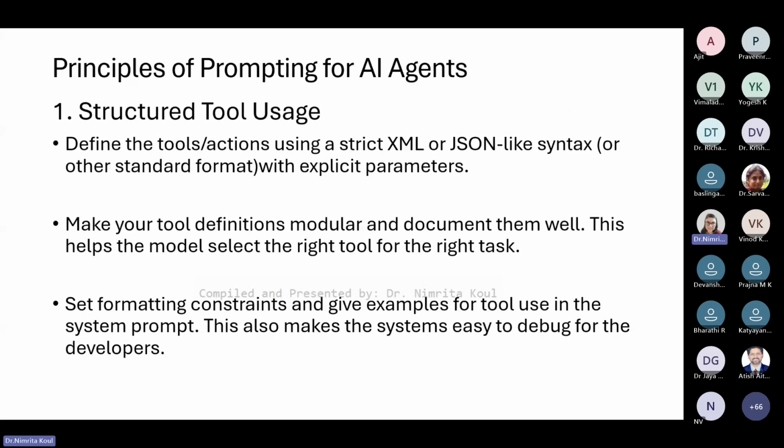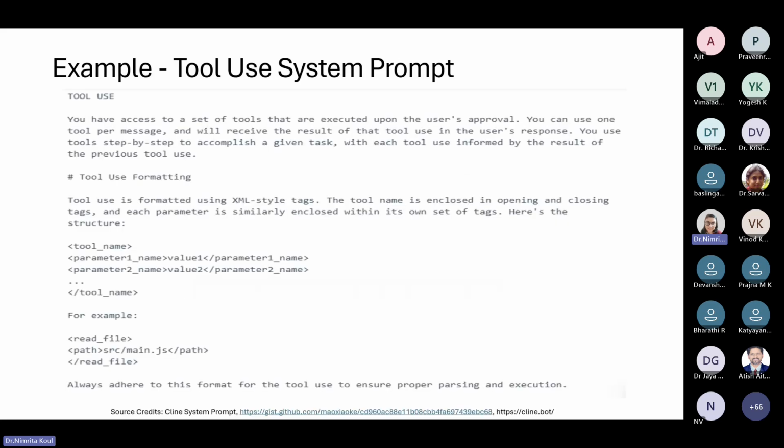So what are the principles of prompting for AI agents? The first principle is regarding the use of tools. The tools that our agent developer defines should be defined using standard definition formats: XML format, JSON format, or Python files, Python functions. Whatever is the standard format, it should be used. And your tool definitions should be specific, clear, modular. They should be well documented. You should provide comments and everything. If there are any constraints regarding the formats and outputs and everything, you should be clear in specifying those format constraints.